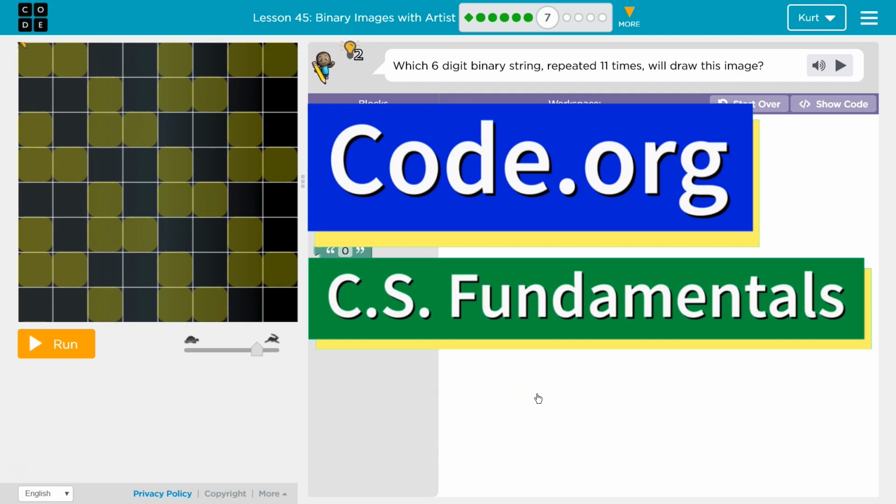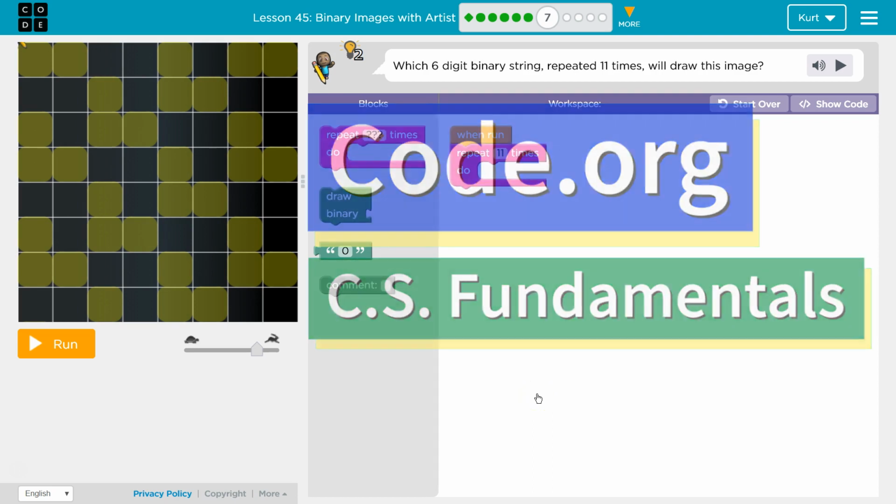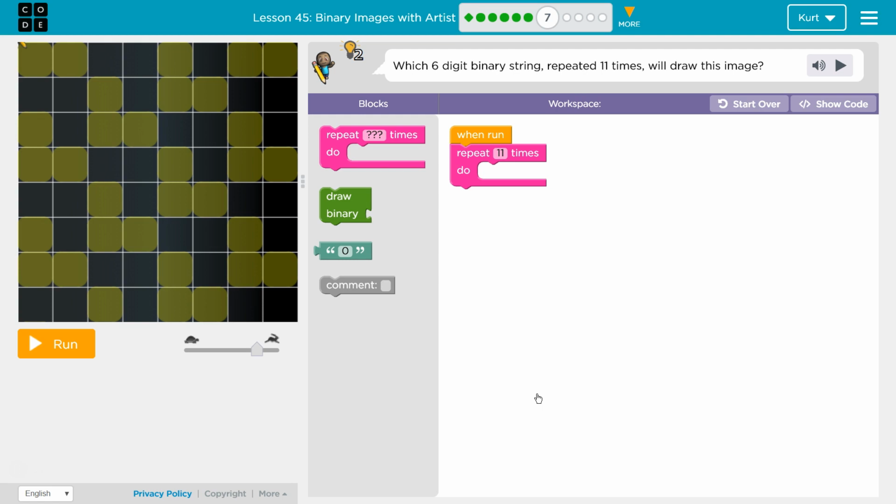This is code.org. I'm currently working on CS Fundamentals, and the lesson I'm on is Binary Image with Artist, puzzle 7 of that lesson. Which 6-digit binary string repeated 11 times will draw this image? Okay, we need a 6-digit binary string repeated 11 times.